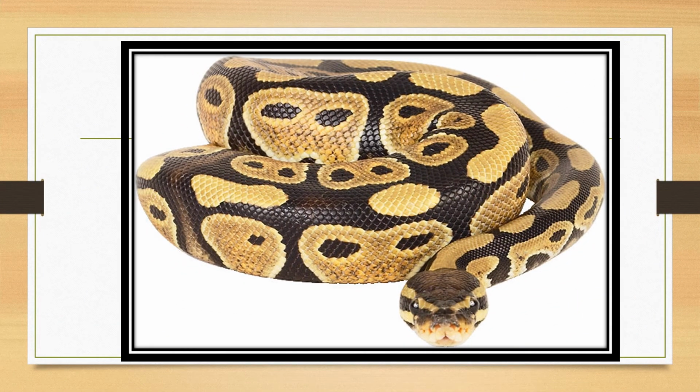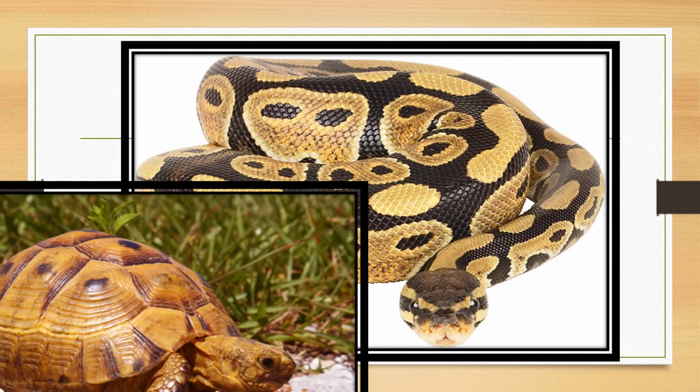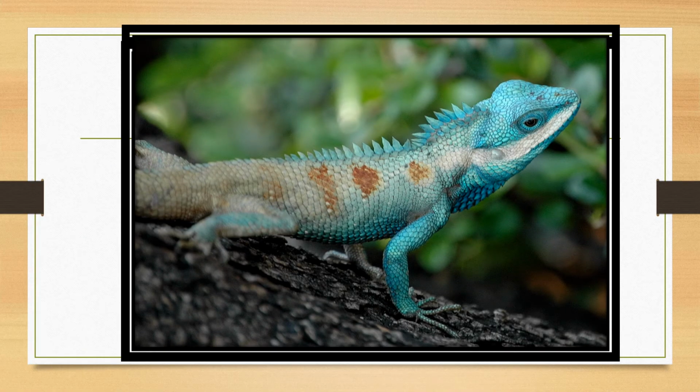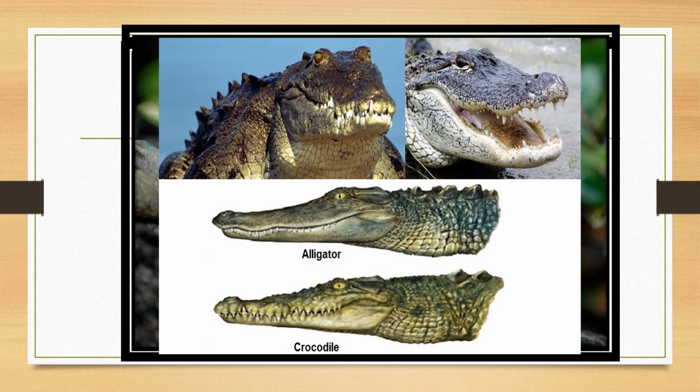Let us learn about some examples of reptiles. So the first picture, what is the name of this animal? It is a snake. What else? We have also tortoise, iguana, alligator, and crocodile. Those are some reptiles, but those again are the animals that I just enumerated.